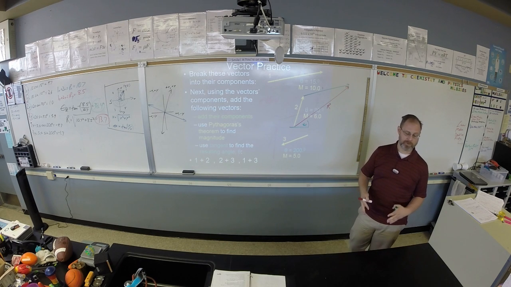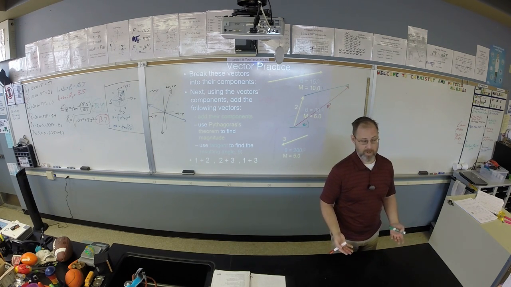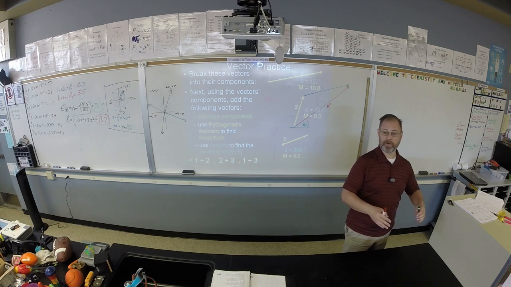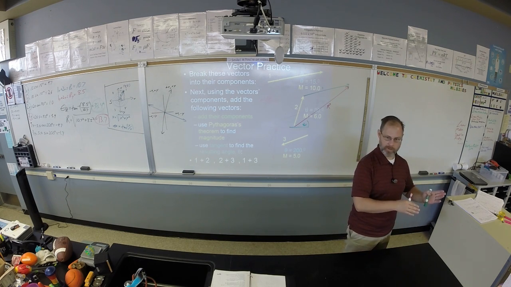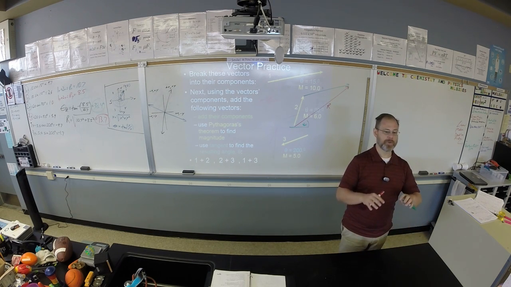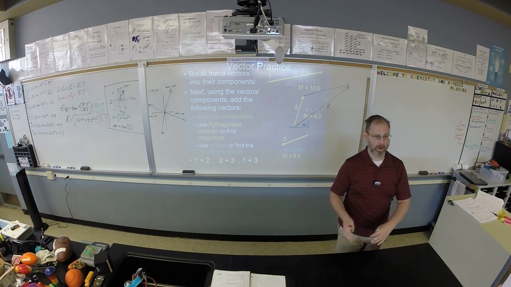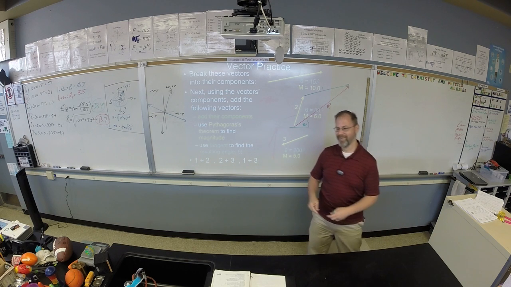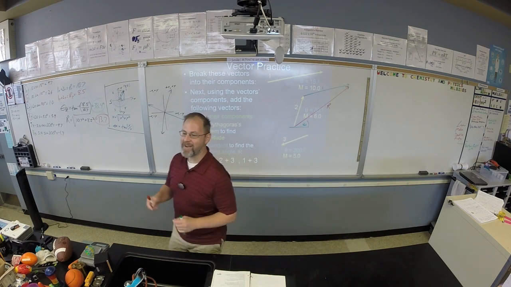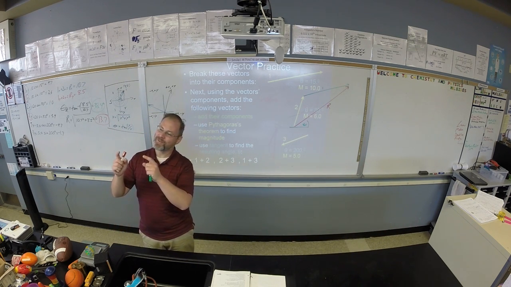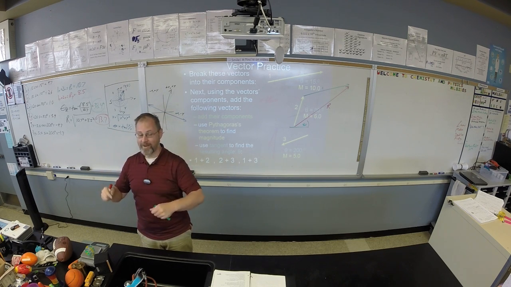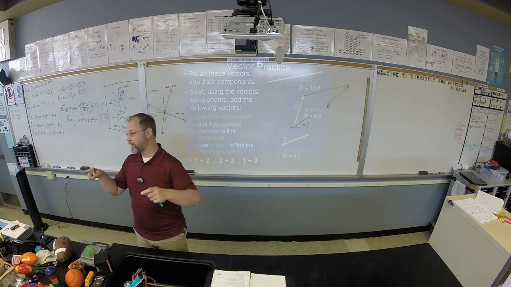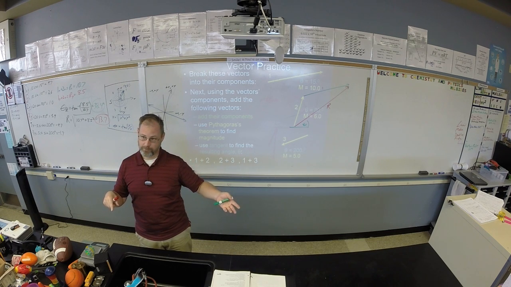You break the vectors into their components. You add the components together, x and x and y and y, and then you use the resultant x and the resultant y. The inverse tangent of the resultant y over the resultant x gives you the angle. And the Pythagorean theorem gives you the magnitude.